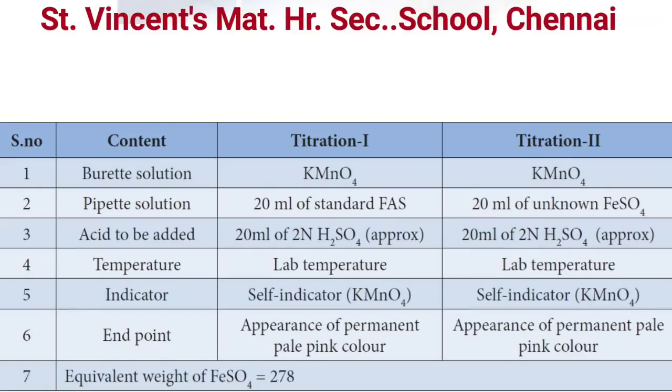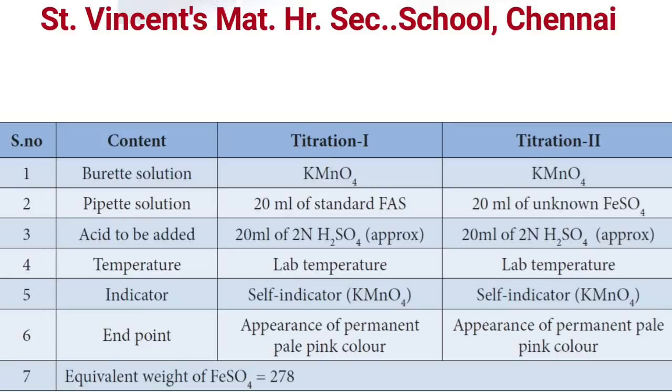Now for our practical procedure, we have to learn this short procedure. What we are going to do is actually a double titration. There are two titrations involved, titration 1 and titration 2. For the first titration, in the burette we take potassium permanganate. The pipette solution will be 20 ml of standard ferrous ammonium sulphate. To it we add 20 ml of 2N sulfuric acid because the reaction is done in the acid medium.